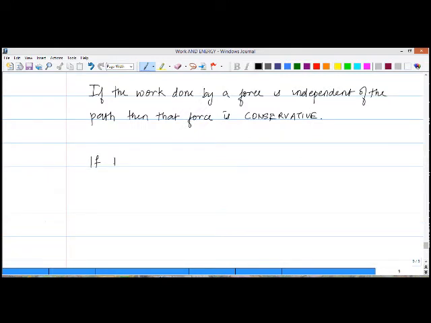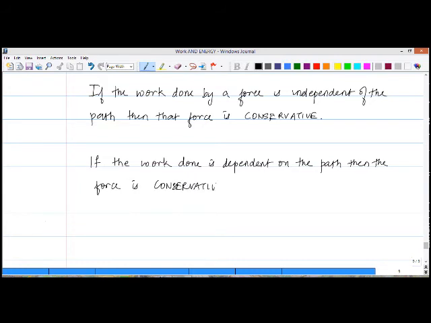On the other hand, if the work done is dependent on the path, then the force is non-conservative. Non-conservative.